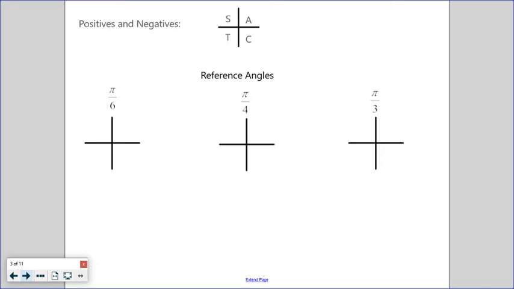And so if we were talking about a pi over 6 reference angle, in quadrant 1, pi over 6 is just pi over 6. In quadrant 2, the pi over 6 angle that would put us into quadrant 2 would be 5 pi over 6. The pi over 6 that would put us into quadrant 3 would be 7 pi over 6. And the pi over 6 that would put us into quadrant 4 would be 11 pi over 6. Same thing with our pi over 4s. First quadrant would be pi over 4. Second quadrant, 3 pi over 4. Third quadrant, 5 pi over 4, and fourth quadrant would be 7 pi over 4.